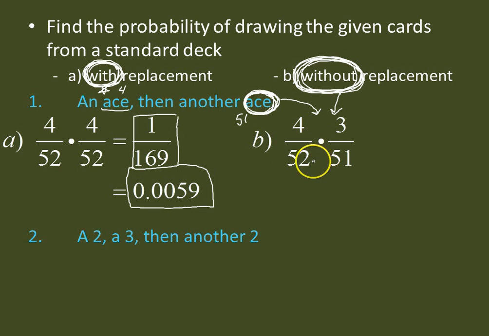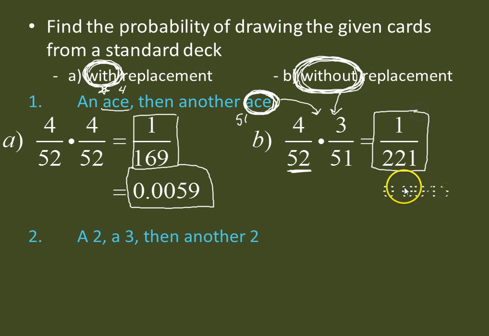Because the one card that I took from the deck to make this 51 cards was an ace. So I don't have 4 aces. I only have 3 aces. So 4 out of 52 times 3 out of 51 is 1 over 221. Or 0.0045. Okay, again, very similar, but now in this last one, we've got 3 different cards that we want to draw.